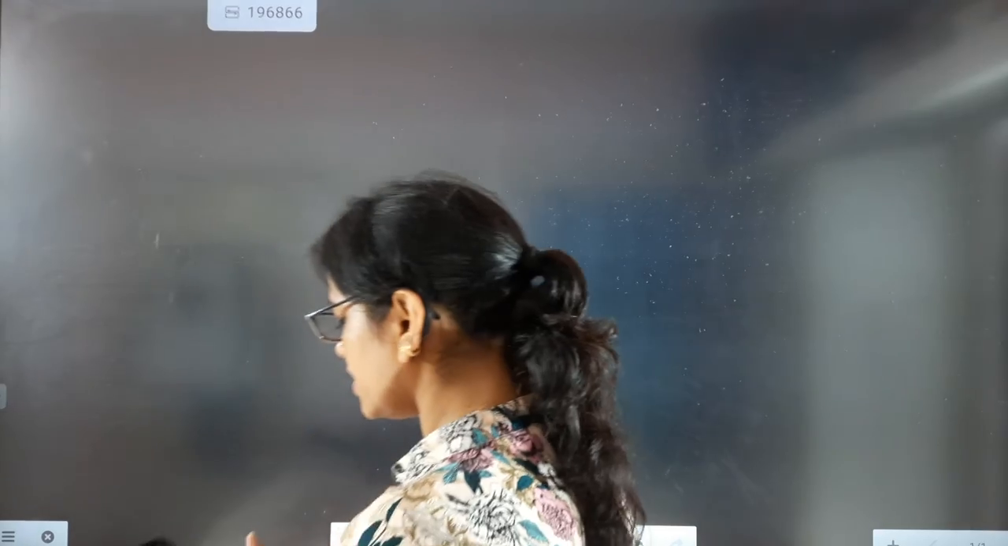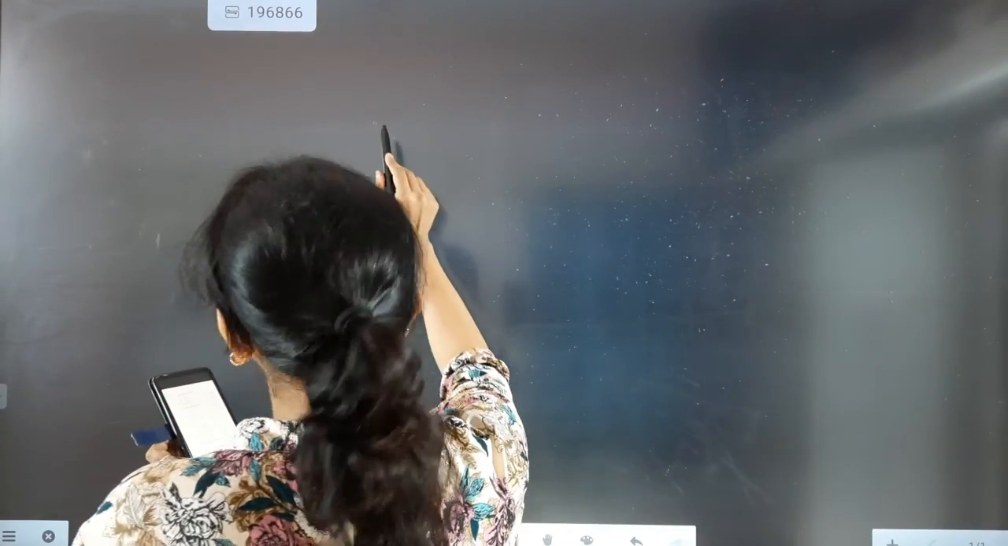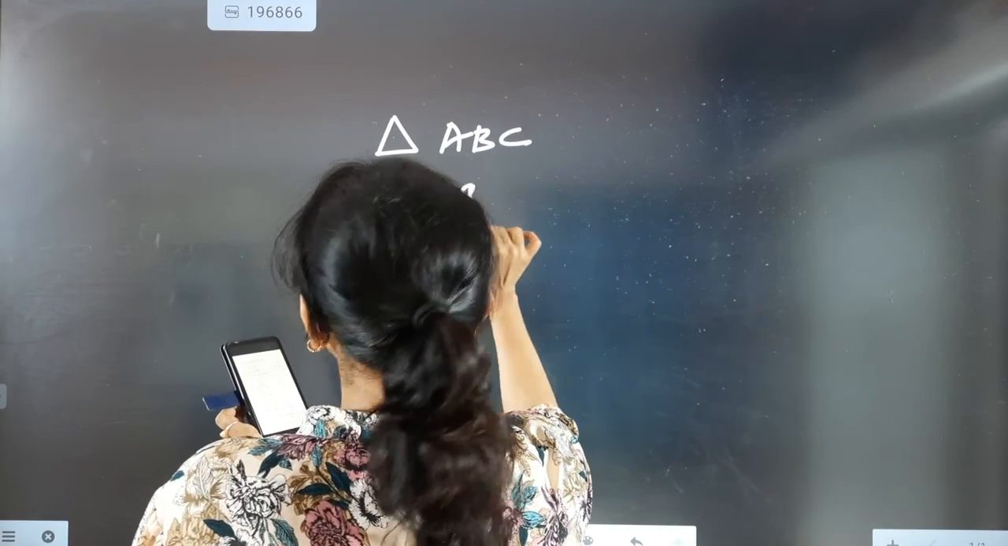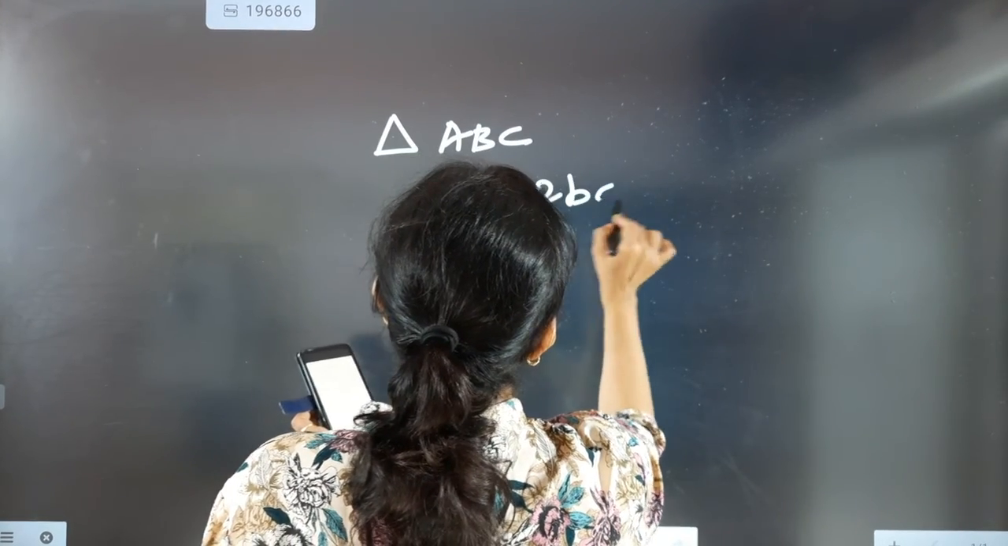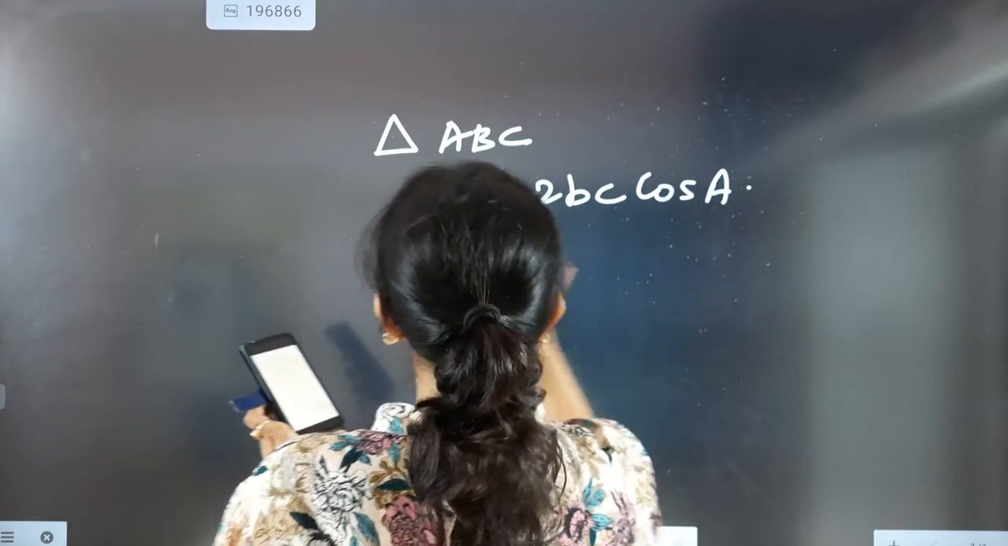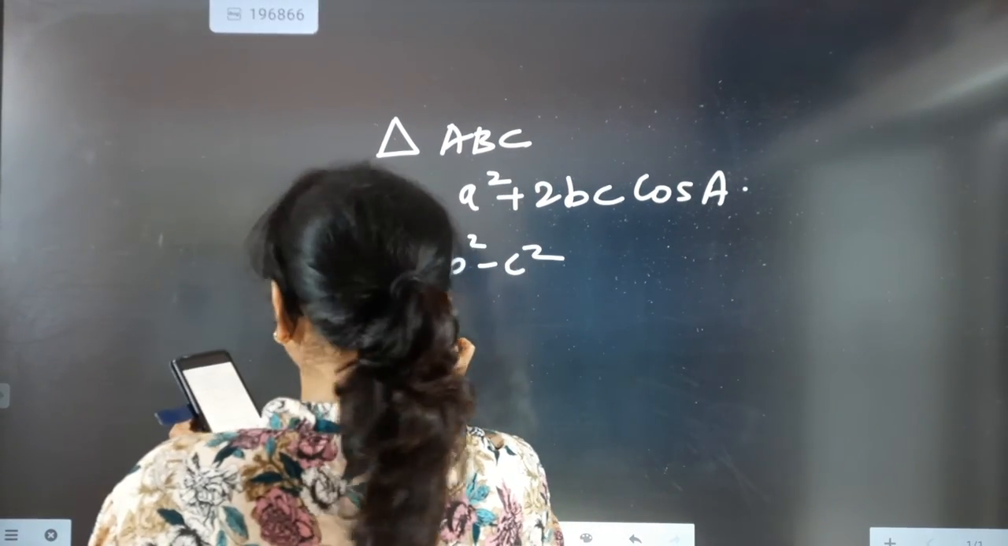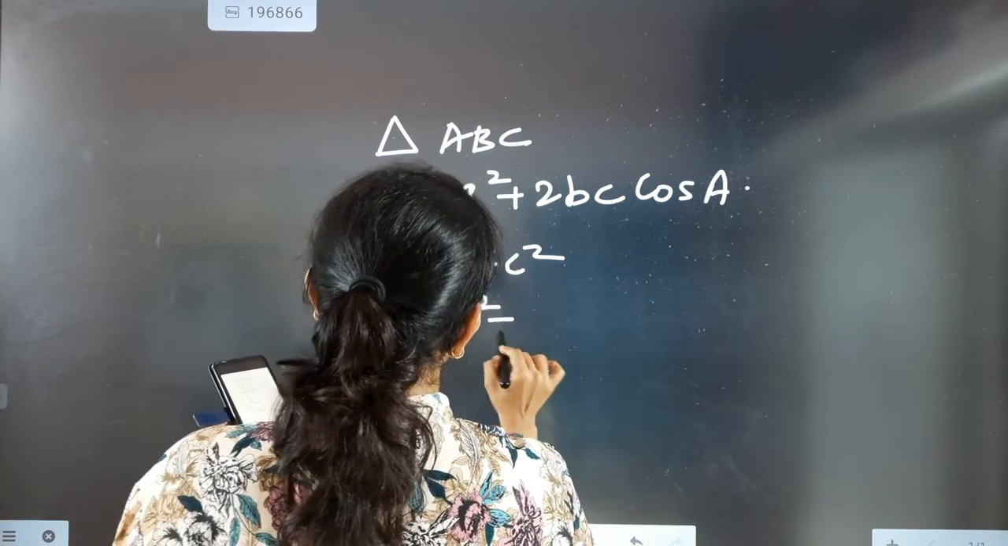Okay, so now we'll go for the next question. Next question, what they're telling is, in triangle ABC, they are giving that A square plus 2BC cos A, then which option is going to be the correct answer? B square minus C square, B square plus C square.